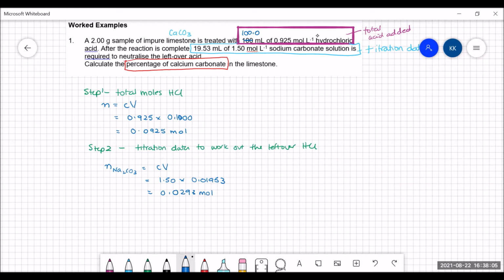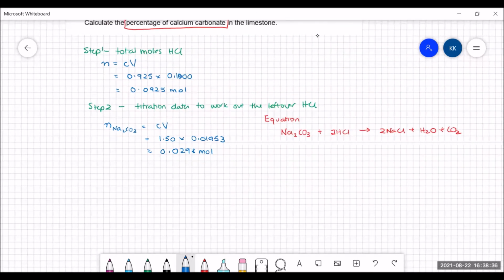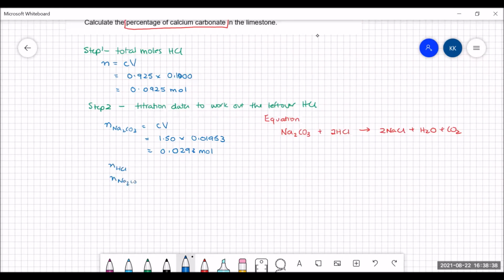Okay, now we need to use a mole ratio. And of course, what we should have started with was a balanced equation for this reaction. So we have a reaction between sodium carbonate. Don't get that formula wrong. That is mixed up so many times. So our equation there is where we're going to get our mole ratio from. So we want our mole ratio of hydrochloric acid to sodium carbonate. And that's equal to 2 to 1.